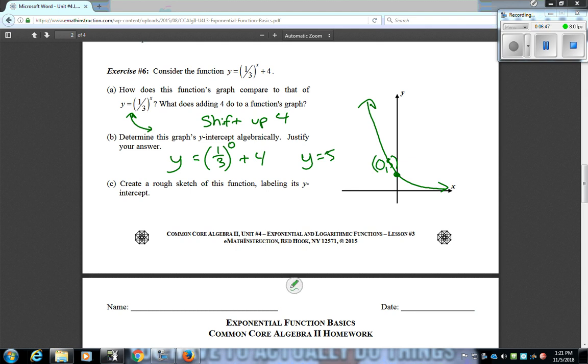Somewhere, in this case, above 4. I'll actually raise that up just a little bit. I got a little too close to the x-axis because we got that plus 4. So it's going to be shifted a little higher than the one we just talked about.